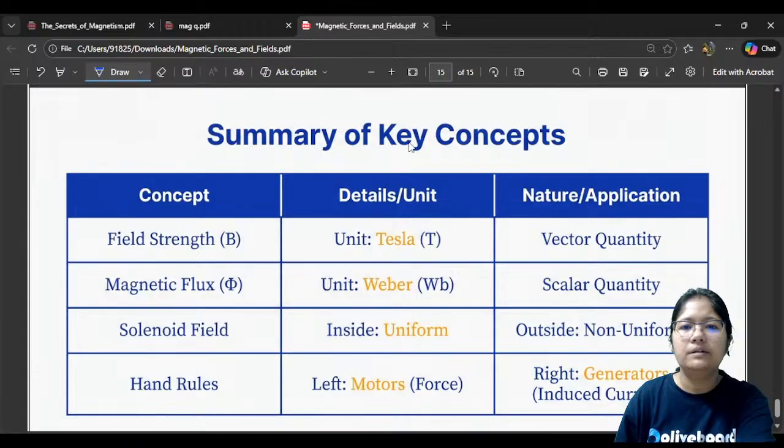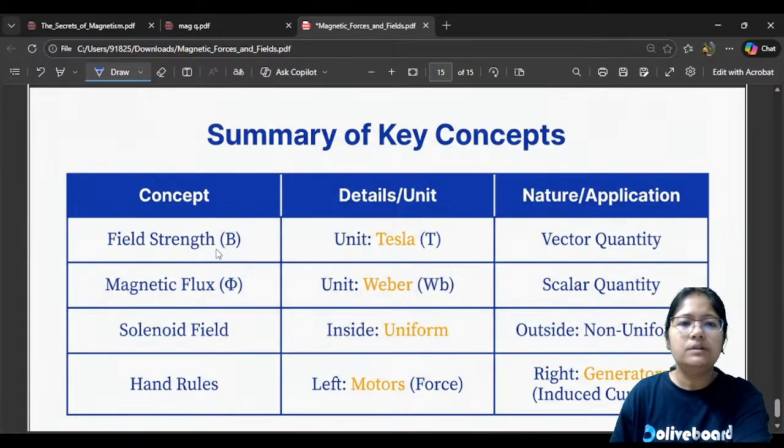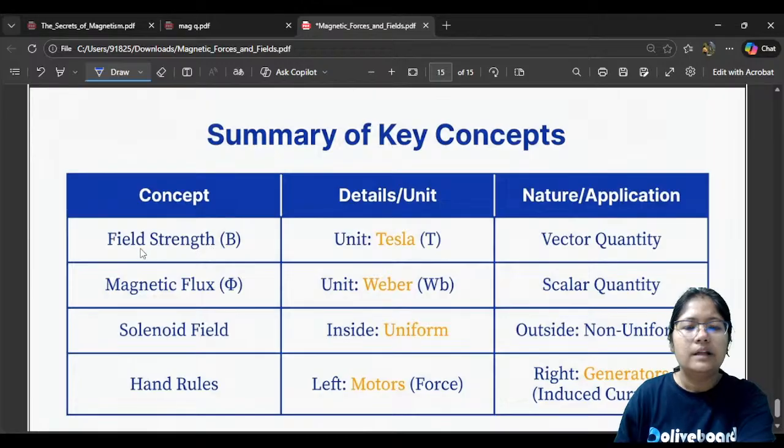Quickly remembering the important units that they can ask. So remember the field strength. What is it? You can use Tesla, or for the flux you can use Weber, and these are the important units that we are using.